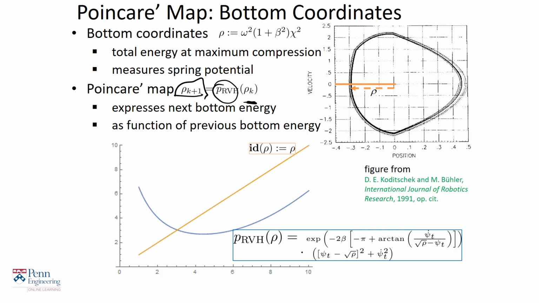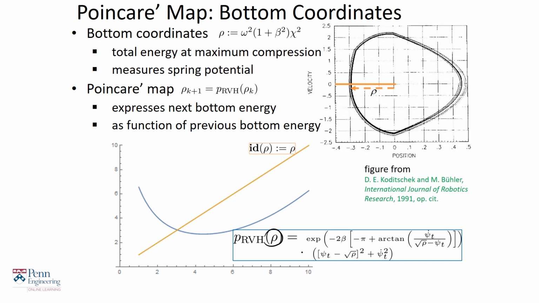Now, if you do the mathematical analyses and the models that we've introduced already, you're going to end up getting this rather complicated map that we've introduced before. So this Poincare map of the Raibert vertical hopper in the bottom energy coordinates is the product of an exponential map times a square root map. And when you plot it, it looks like this.